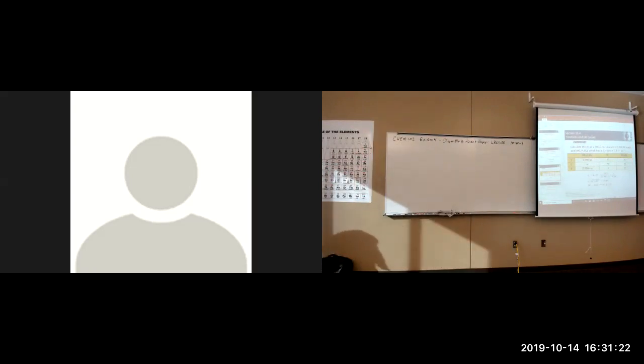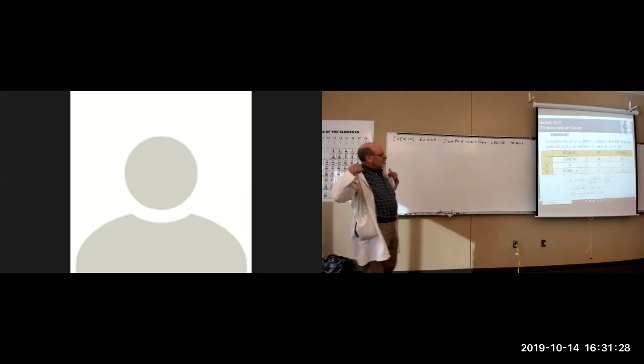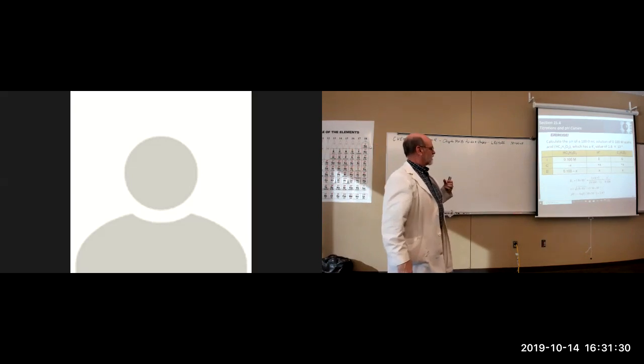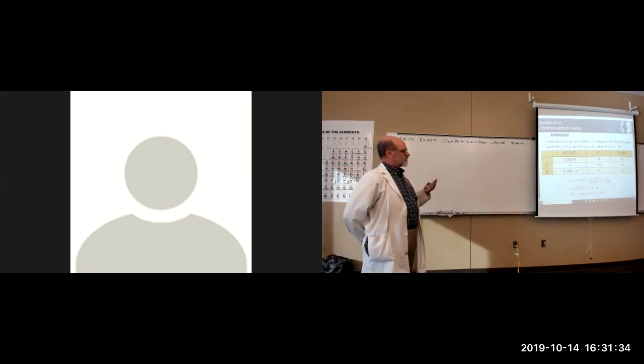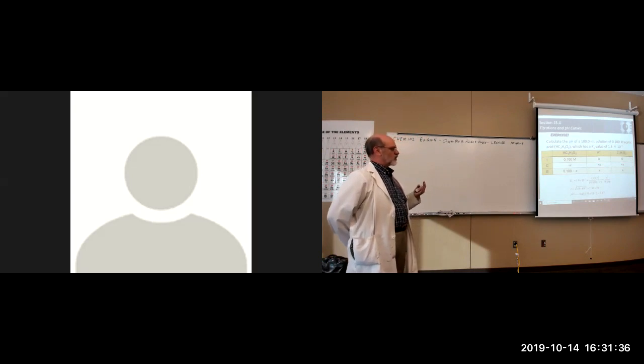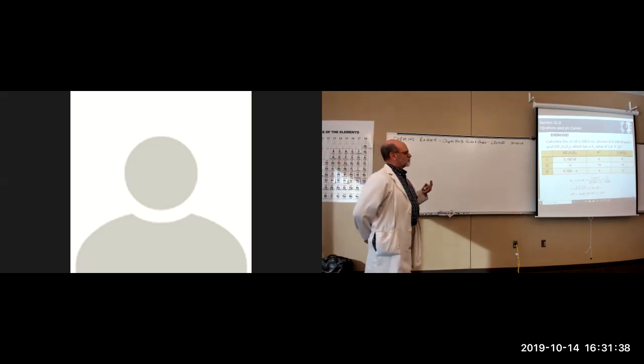So let's get back in slideshow mode here. There we go. So in this example, we have a 100 milliliter solution of 0.1 molar acetic acid, which has a Ka value of 1.8 times 10 to the minus 5. And we want to calculate the pH of that solution.